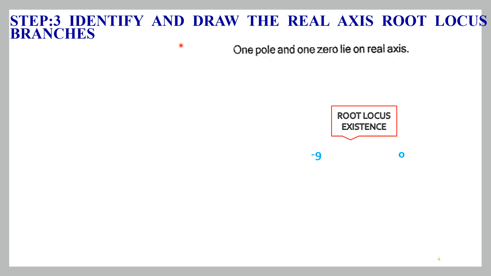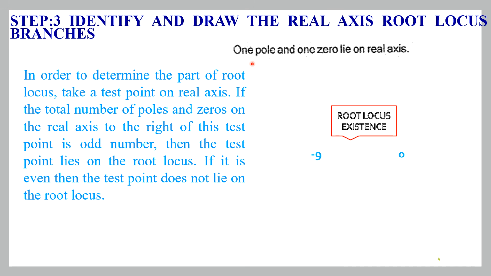Step number 3 is to determine the possibility of existence of root locus. We need to consider only the real axis, not the complex poles, for step number 3. So on the real axis, we have 1 pole and 1 zero. It means assume a test point to the left of the first pole. So I'm going to assume a test point A here. To the right of my test point, the total number of real poles and real zeros is 1. 1 is an odd number.